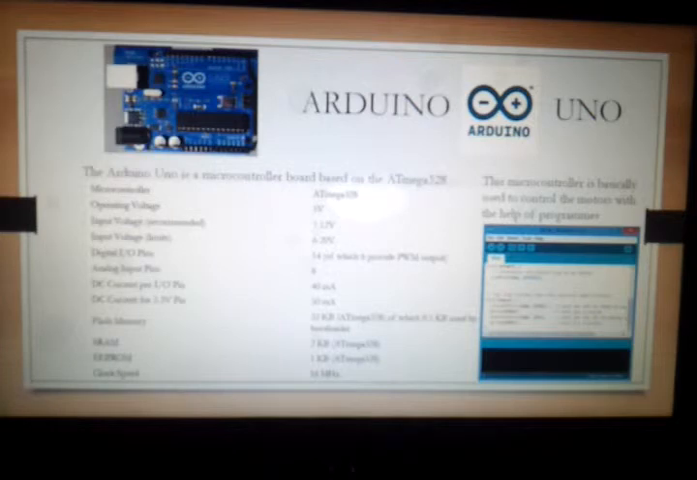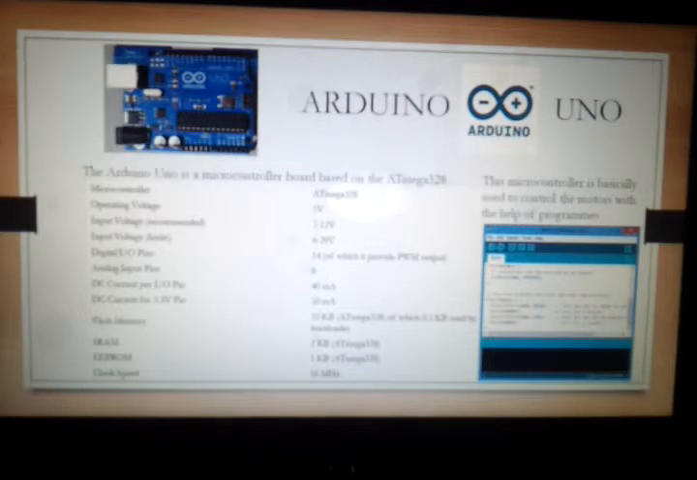This is the Arduino Uno. The Arduino Uno is a microcontroller board based on the ATmega328. Following is the configuration of the Arduino Uno. It has an operating voltage of 5 volts and an input voltage of 7 to 12 volts. Basically, this is used to control the sensors and motors.